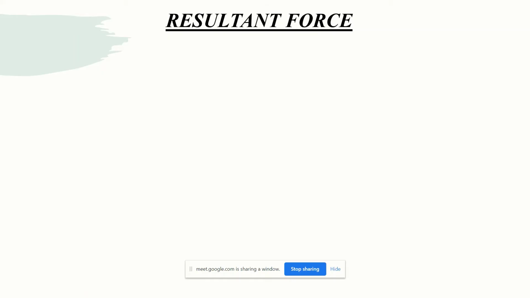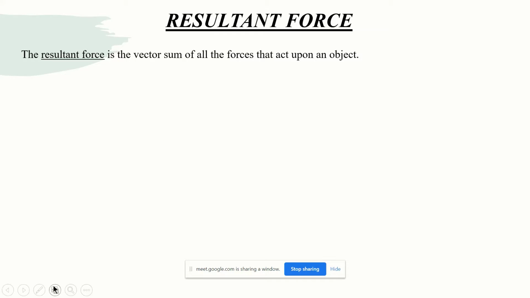So this time we will talk about resultant force. This will be our last for today's class. Resultant force. Now, when we say resultant force, it means that it is the vector sum of all the forces that act on an object.